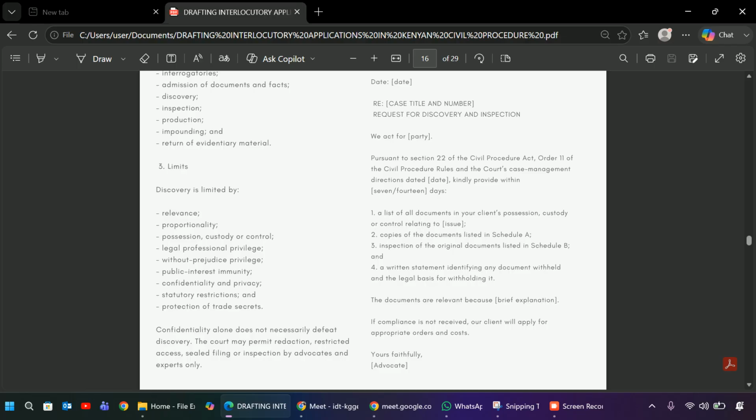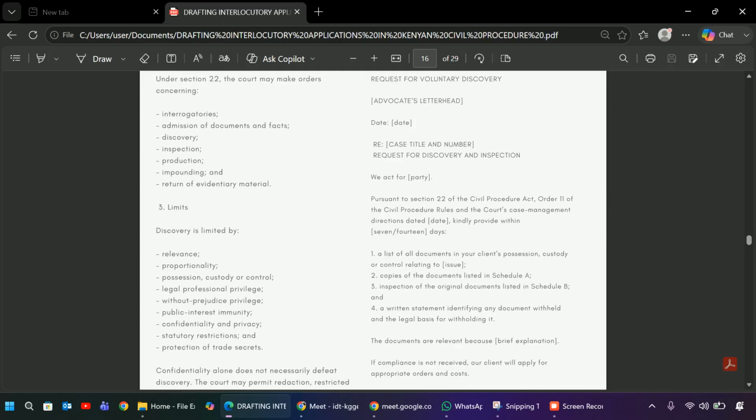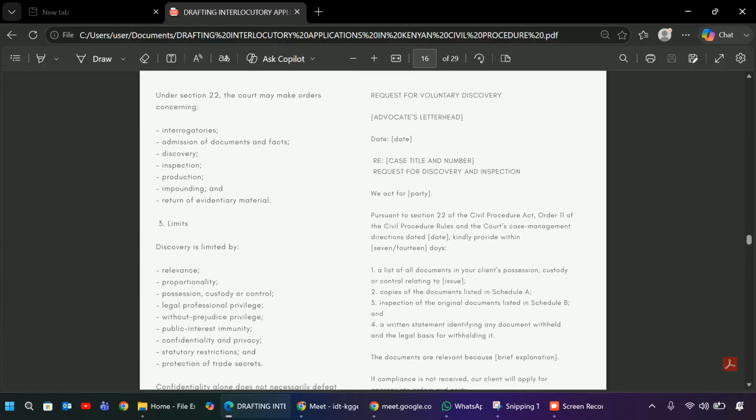Okay, those are the limitations where the court will tell you where the other party can also object to the production of that kind of document. Confidentiality alone does not necessarily defeat discovery. So the court may permit a redaction, restricted access, sealed filing, or inspection by advocates and experts only. So don't come and say this is merely confidential. You must have a basis.